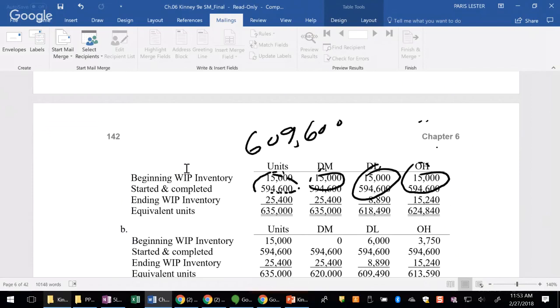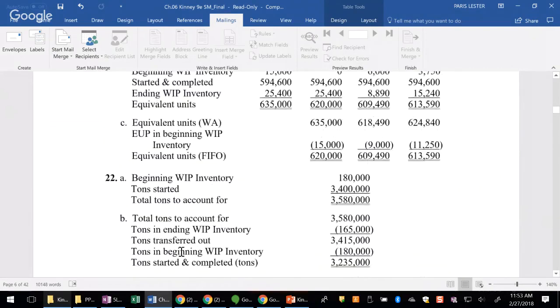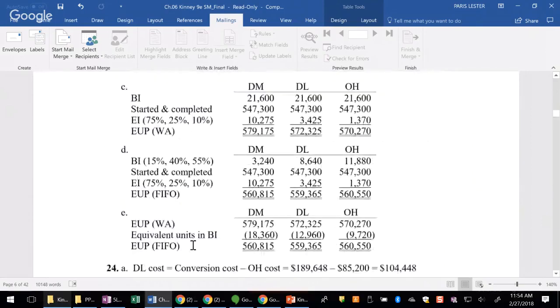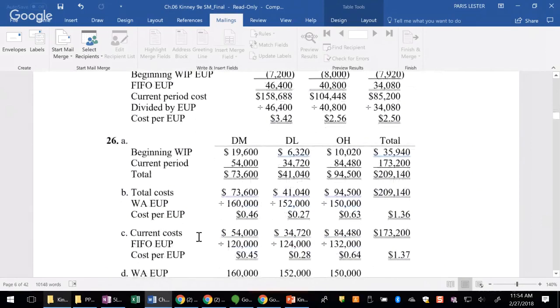46 cents. And then divide that by FIFO, 120. Oh, that won't be right. Did you get 46 cents? Yeah. That's what you should have. But under FIFO, you only account for the current period cost. Okay, let's see.